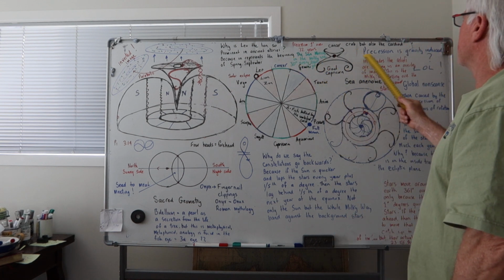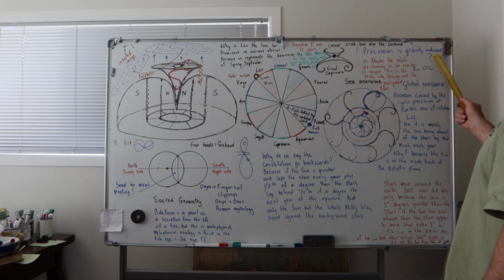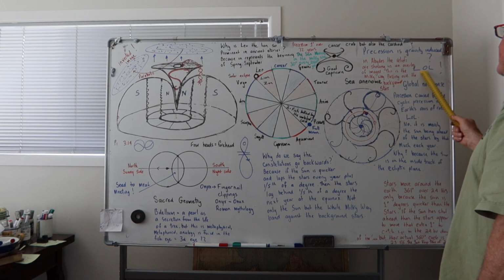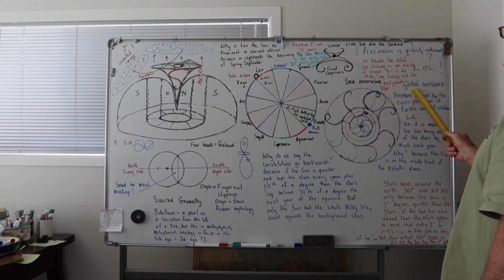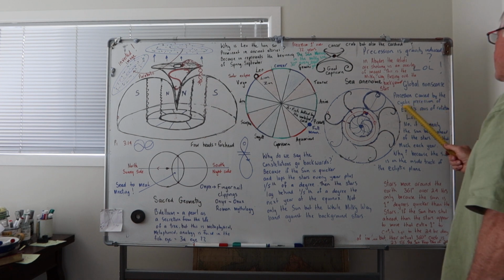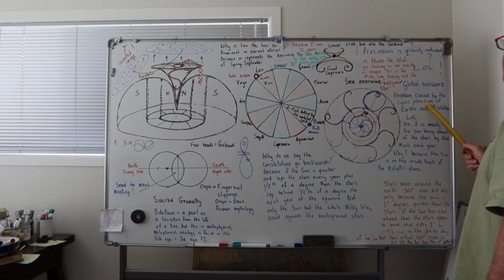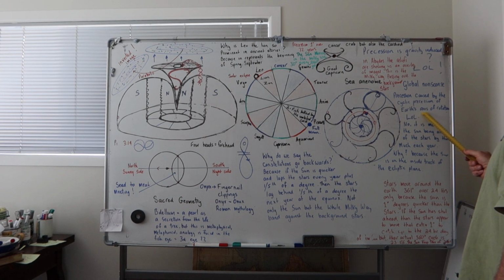So, precession is gravity induced. What a joke. I'm going to read something off my phone in a minute. Global nonsense. Precession caused by the cyclic precession of Earth's axis of rotation. What a joke.